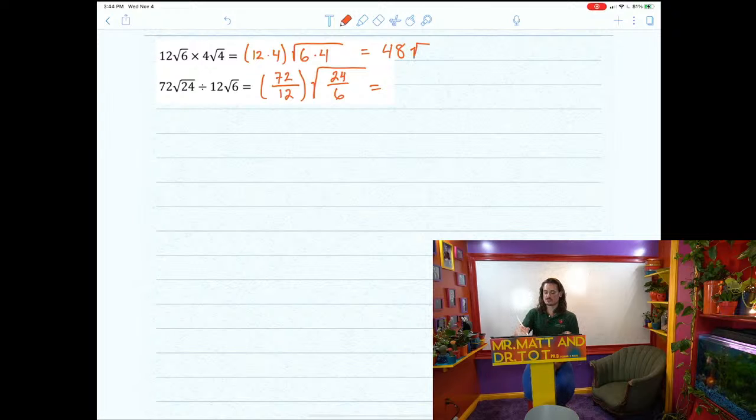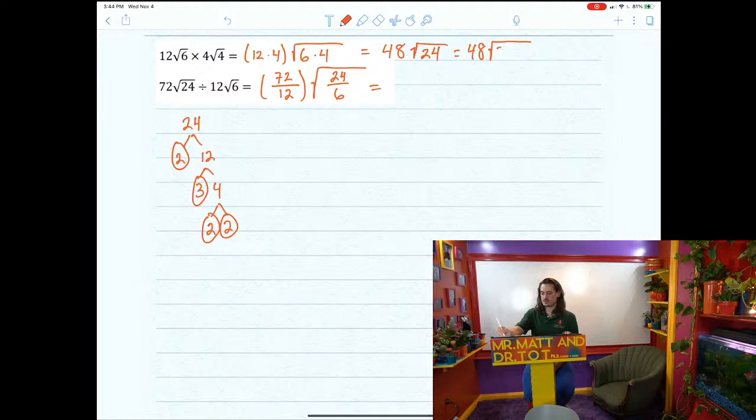Now we want to make sure that that's written in simplified form. So if we look at the factorization of 24, that's going to be 2 times 12. 12 breaks down into 3 times 4. 4 breaks down into 2 times 2. So this is the same thing as 48 times the square root of 2 times 2 times 2 times 3. And we do in fact have a pair of 2's in there that we need to pull out. So that's going to be 48 times 2 is 96. So our final answer here is going to be 96 times the square root of 2 times 3 is 6. So 96 root 6.